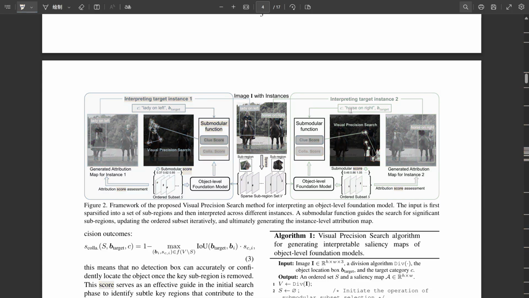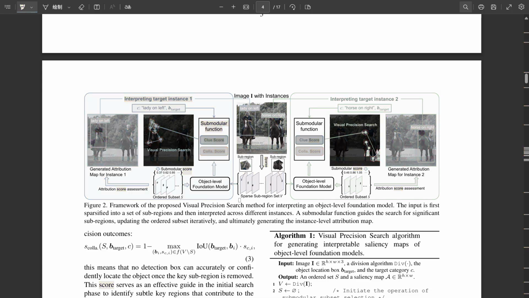Exactly. The clue score focuses on identifying regions that help the model find the target object accurately and with high confidence, ideally using as few regions as possible. It measures how well a given set of subregions contributes to a high IOU, that's intersection over union, the standard metric for how much a predicted bounding box overlaps with the true location, and high confidence for the correct category. It's trying to find the regions that positively strengthen the desired positional and semantic response, as the paper puts it, finding the good stuff. Okay, finding the regions that are strong, positive visual clues for the object.